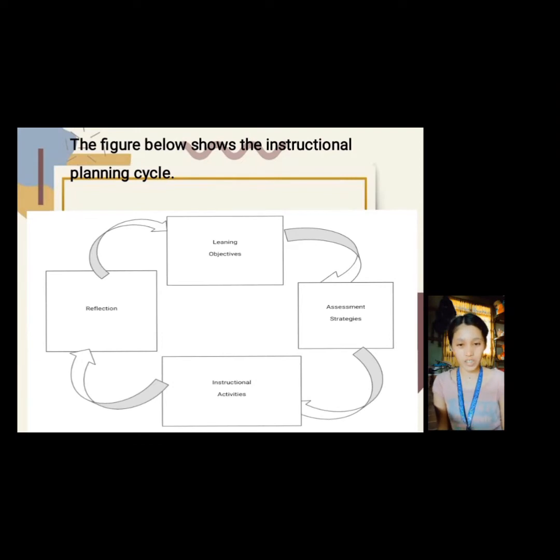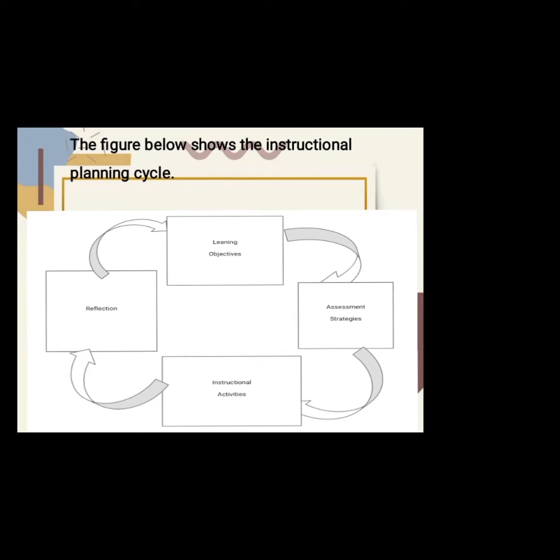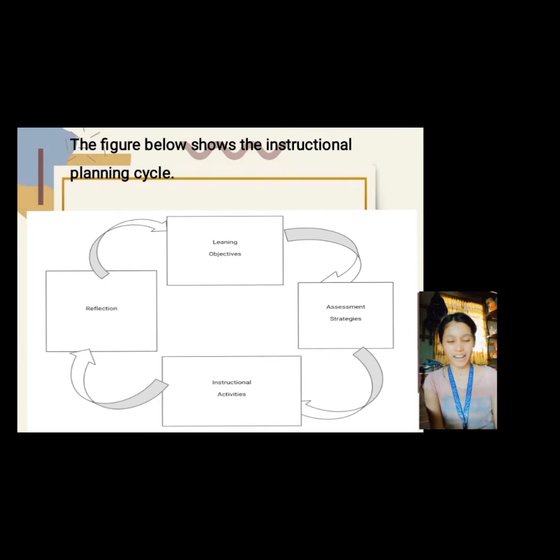For the continuation of the report of Ms. Gregorio, my name is Grisame Laurenti and I'll be the one to discuss to you the four instructional planning cycle stages. So this figure below shows the instructional planning cycle.